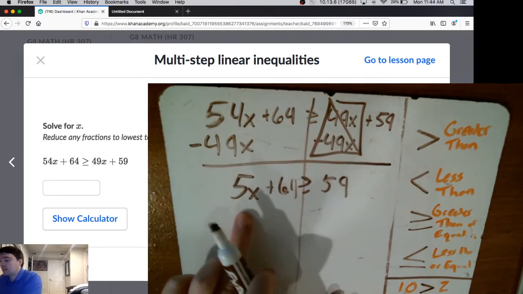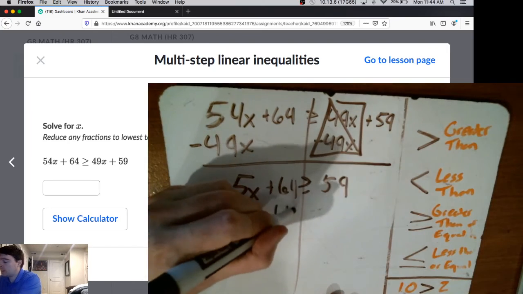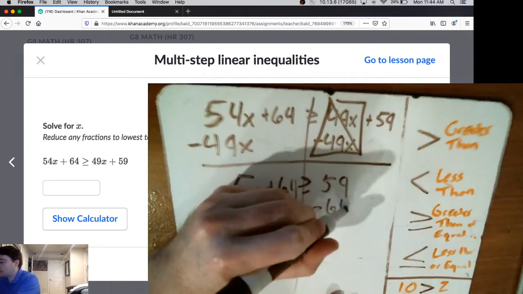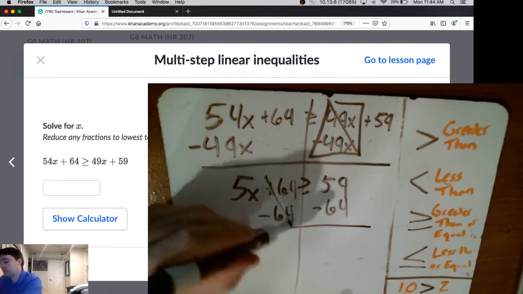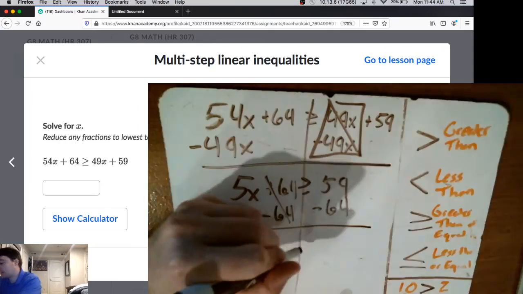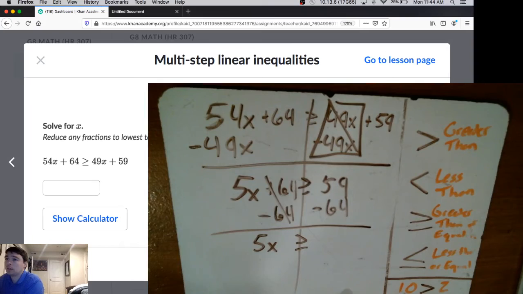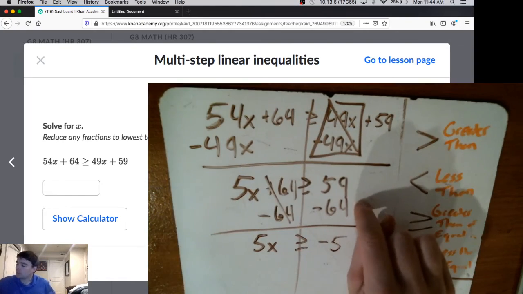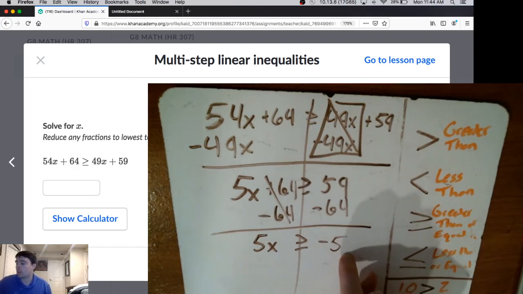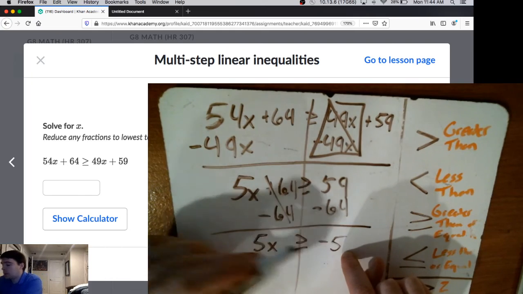Now that the x's are all on the left side of this inequality, I want to get rid of the positive 64. I use a negative 64. That's the opposite of adding, and that will cancel out the positive 64. So that gives me 5x, still going to be greater than or equal to 59 minus 64. That gives me negative 5. This is a lot like 64 minus 59, except it's the opposite version. 5x is greater than or equal to negative 5.